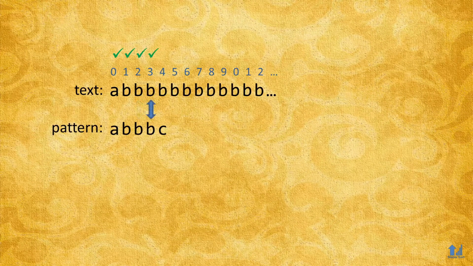Suppose we have some long text that starts with the character A followed by a bunch of B's, and suppose our pattern string is A, B, B, B, C. On our first attempt, we match the characters one at a time, eventually get to the C character where a mismatch occurs. The question now is, for the next attempt, do we shift the pattern string by just one position, as is done by the brute force algorithm? Or can we shift by more than just one position?